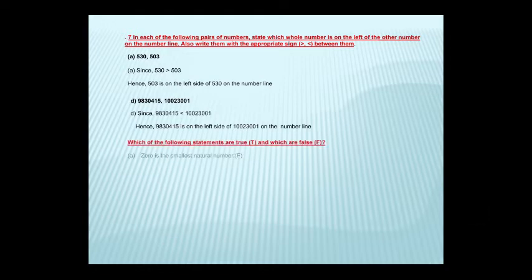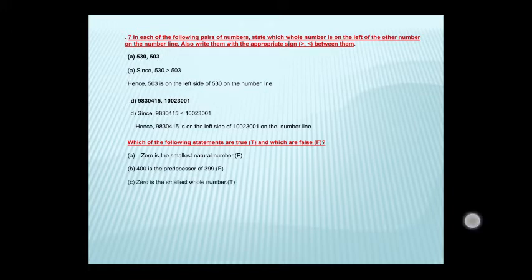Which of the following statements are true? Which are false? 0 is the smallest natural number. 0 is not the smallest natural number. 1 is the smallest natural number, so it is a false statement. 400 is a predecessor of 399. See, the predecessor of 399 means minus 1, so it is a false statement.